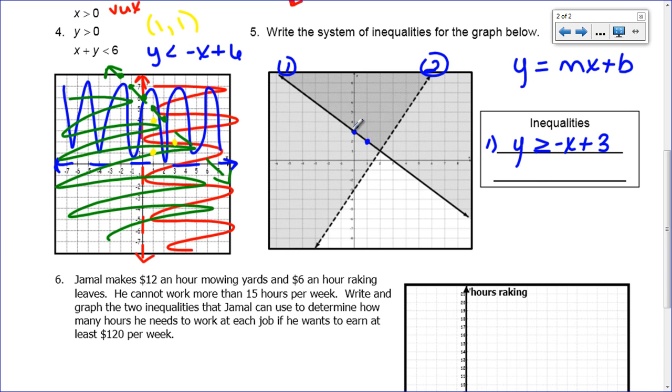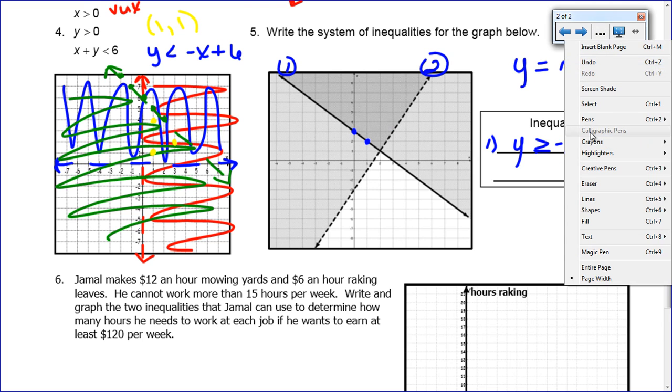The negative x came because my slope was -1. I went down 1 and over 1. And the +3 is from my y-intercept of +3. So let's do the second one.